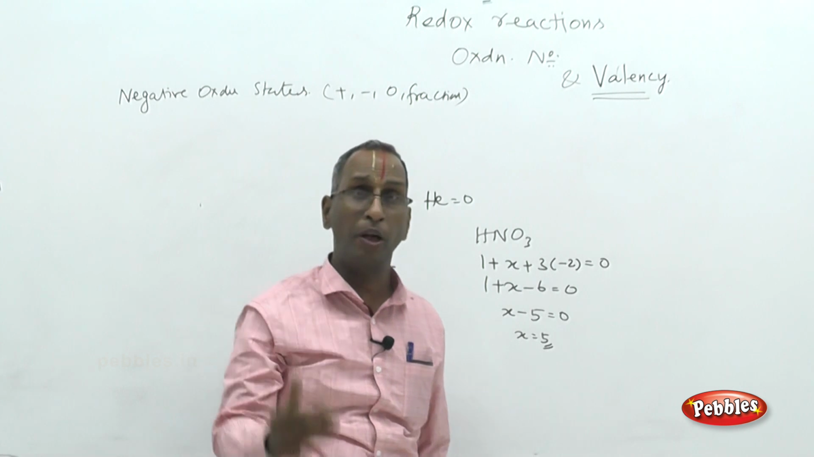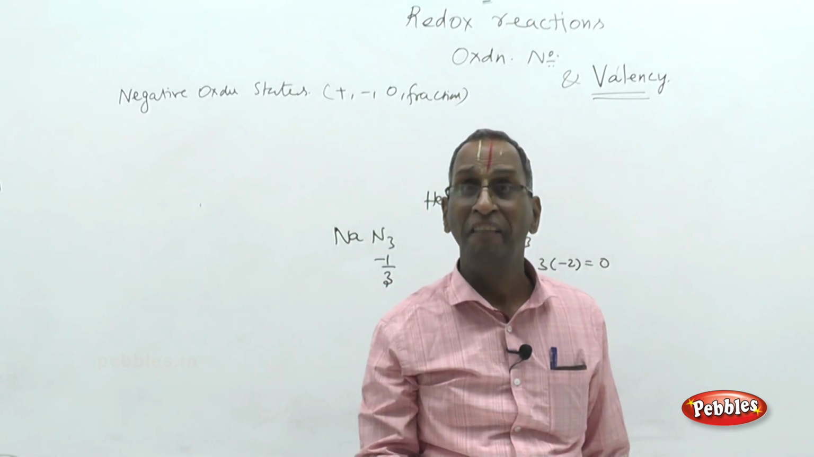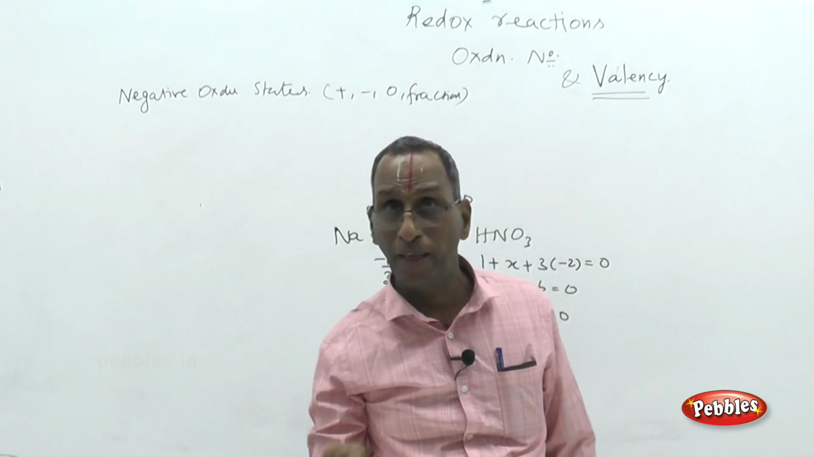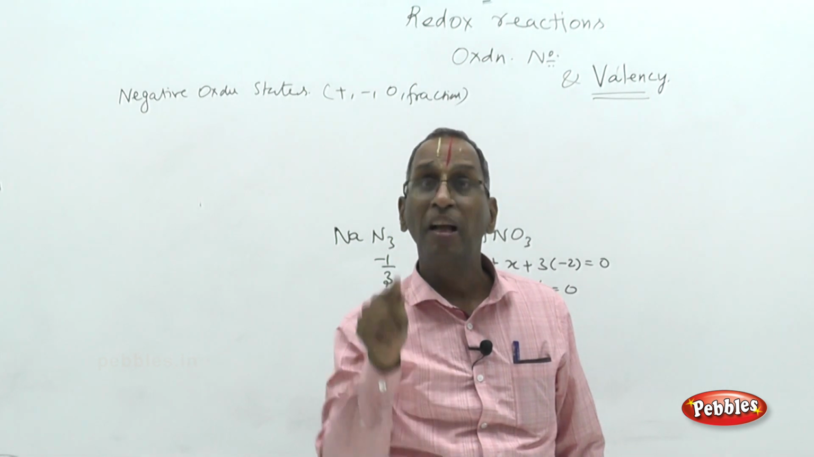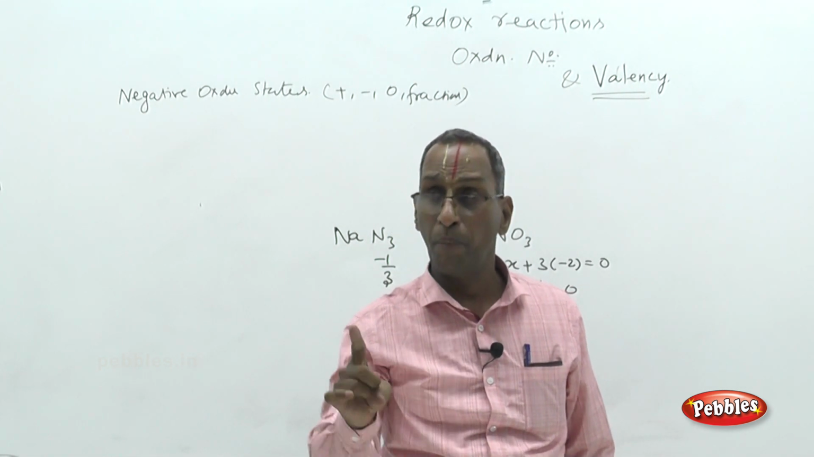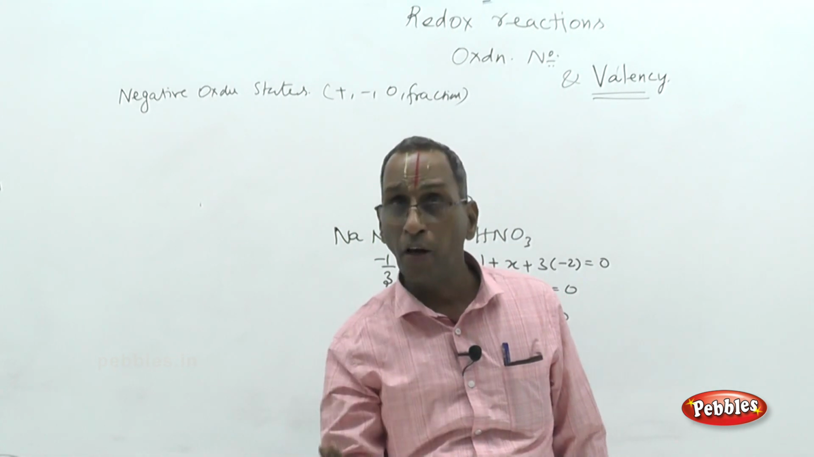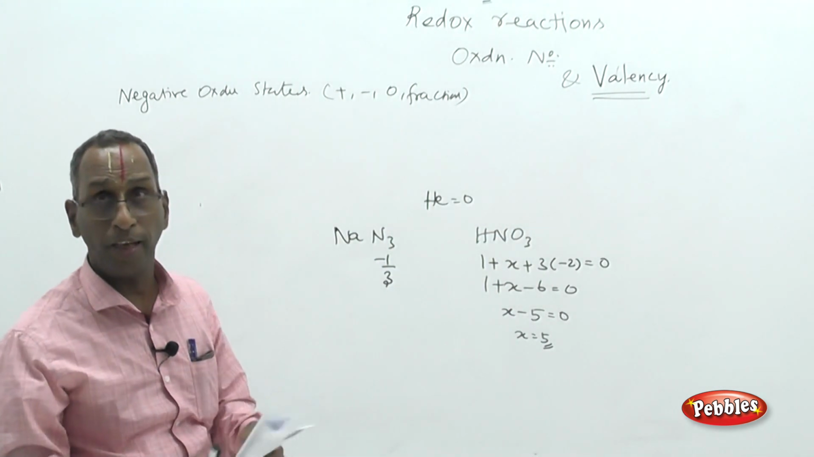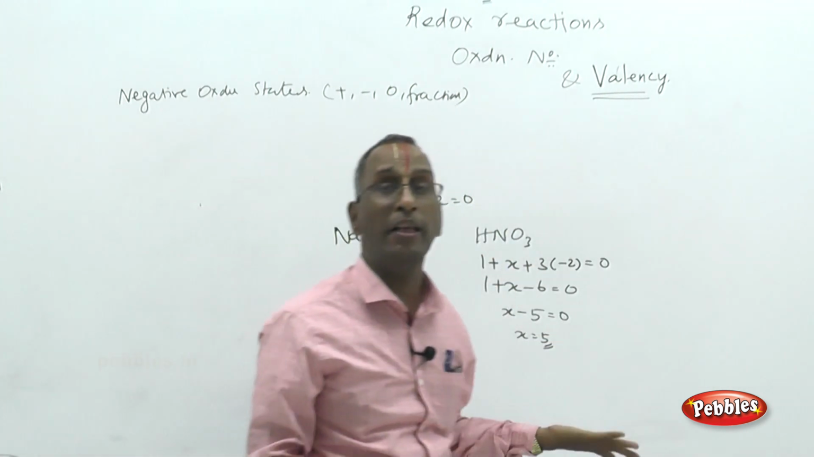Oxidation number can be positive or negative or 0 or even a fraction, but valency is always a positive integral value, that is to be noted. Valency is the combining capacity. So an atom can combine with one atom or with two atoms, or it cannot combine with any atom. The valency of helium is 0, which means helium cannot combine with any other atom.